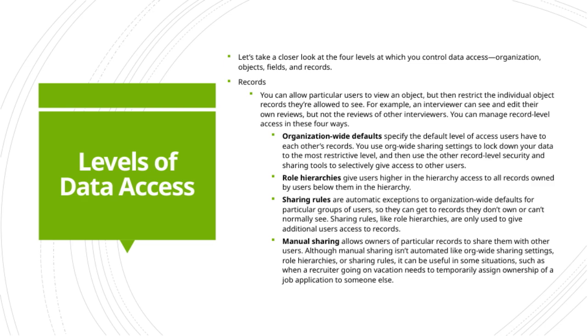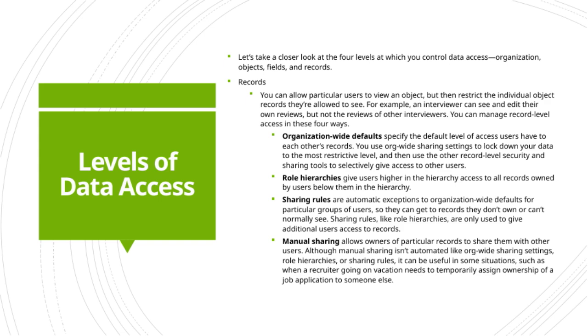Today, I want to focus on the record level, which is often where the most nuanced control happens. You can allow specific users to view an object, but then restrict their access to only certain individual records within that object. For example, an interviewer might be able to see and edit their own reviews, but not those of other interviewers. This level of control is essential for maintaining data privacy and integrity.